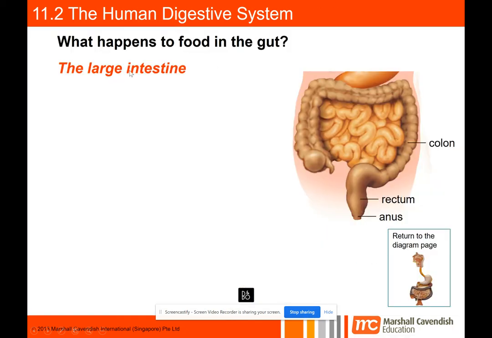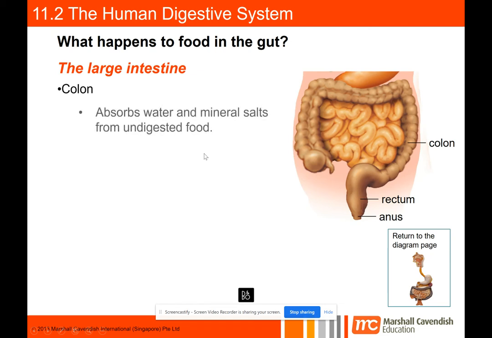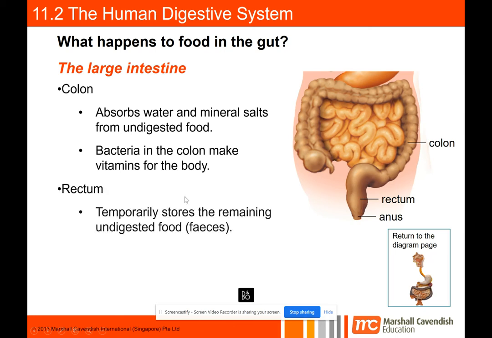Okay, let's move on to the large intestine. As I mentioned, the fiber cannot be digested, right? We go on to the large intestine over here. In the large intestine, we can call it the colon. It helps to absorb the water and mineral salts from the undigested food. This also explains why our feces is a bit dry, it's not that wet. It's because of the absorption of the water and the mineral salts from the undigested food. It cannot be too watery. And the bacteria in the colon make vitamins in the body as well. And the rectum stores the feces temporarily over here, and finally when it's ready, it will be passed out through the anus.